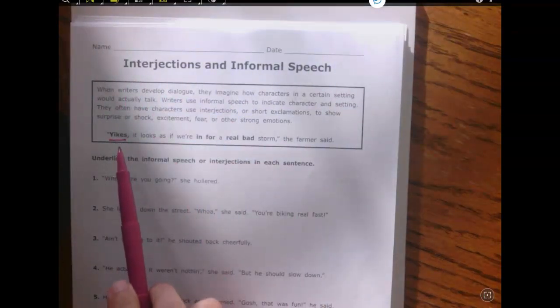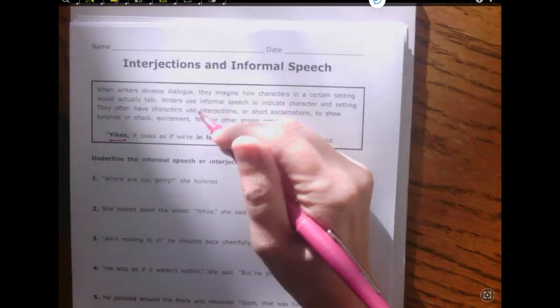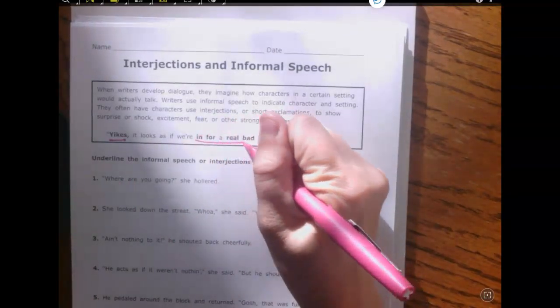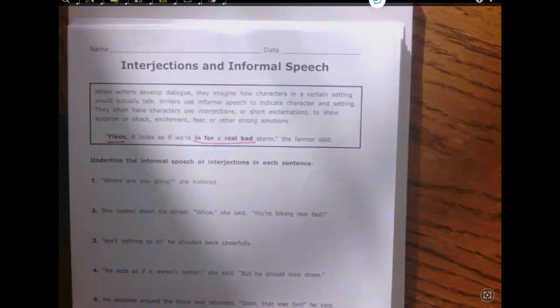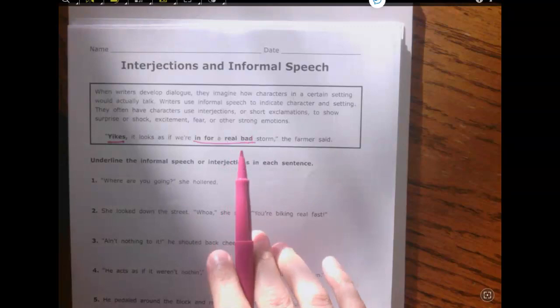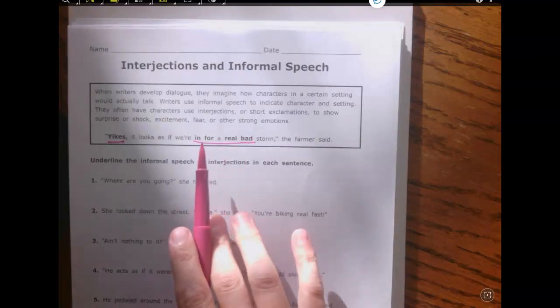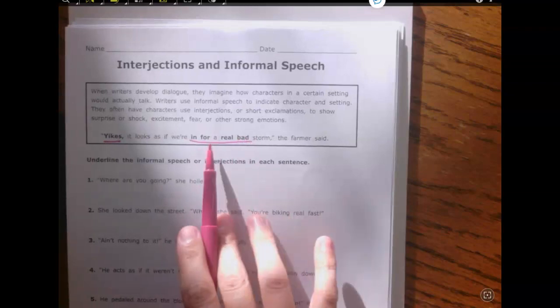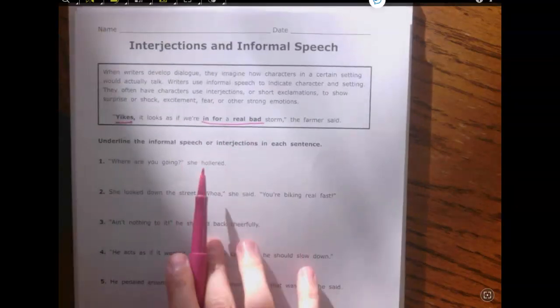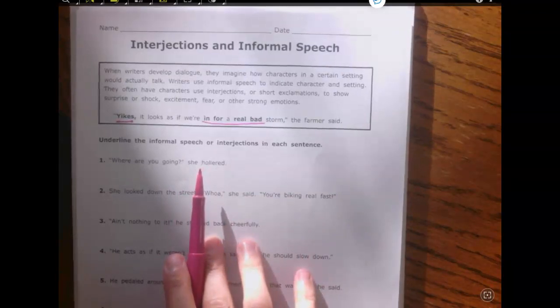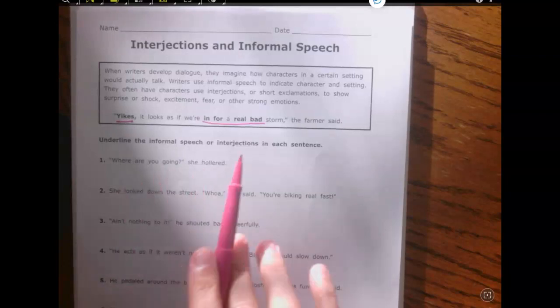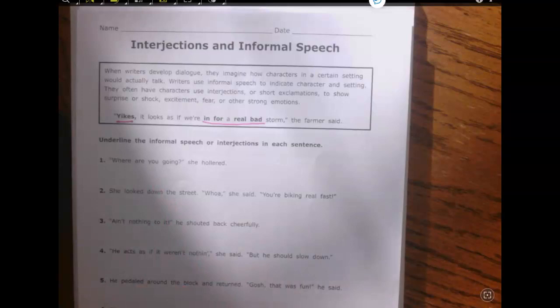Okay? And what is he yelling yikes about? He's yelling yikes because they're in for a real bad storm. Now do we say real bad? No, we say it's going to be a very bad storm. But this right here is what we call informal speech. Okay, so let's look at this next sentence. We're going to underline the informal speech or interjections in each sentence. So we're looking for one or the other. Okay, I'll take a minute and pause, and you take a minute and look through those and see if you can find any informal speech or interjections. Check back when you're done.